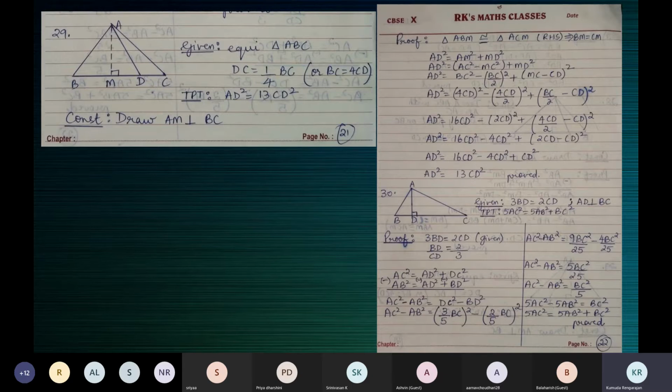Please write down the proof, children. You can see the proof alongside. Don't do the 30th one; we'll discuss that. Please complete this proof alone. Work this. We'll discuss this one.